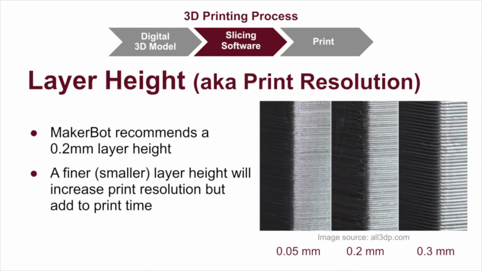Layer height. Changing the height of the layers in your object will change the surface quality of your print. Thicker layers mean lower resolution, a rougher surface quality, but a faster print time.